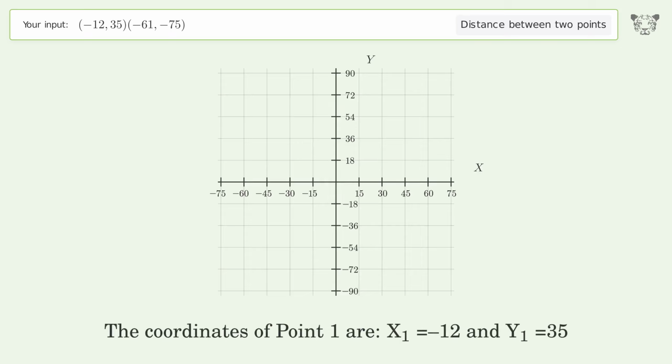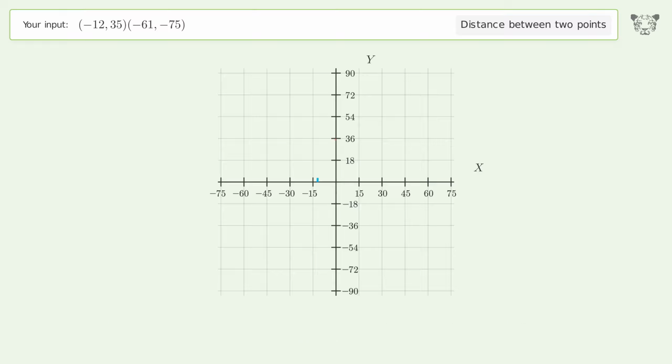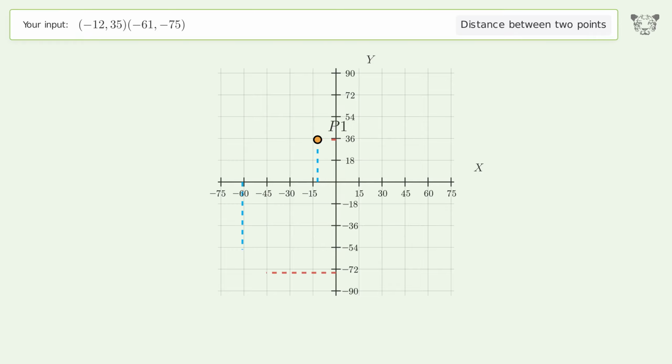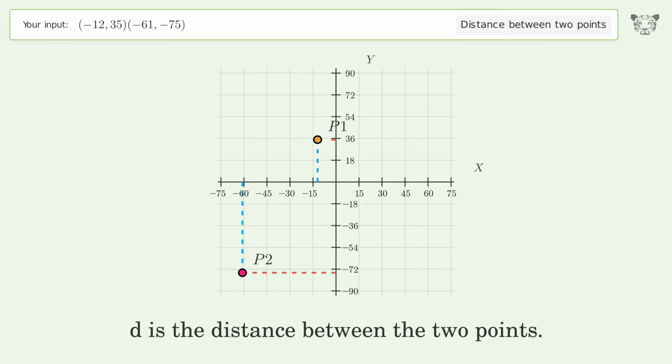The coordinates of point 1 are x1 equals -12 and y1 equals 35. The coordinates of point 2 are x2 equals -61 and y2 equals -75. D is the distance between the 2 points.